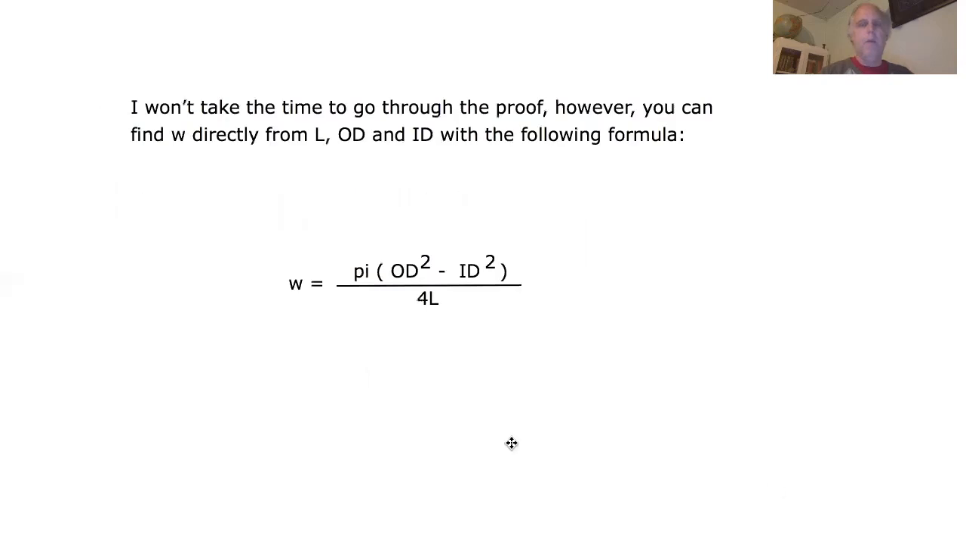I put here a last slide. I won't take the time to go through the proof. However, you can find W directly from L, OD, and ID with the following formula. The width of the paper is equal to pi times the square of the outer diameter, subtract the square of the inner diameter, and divide that by 4 times the length of the roll of toilet paper. Those of you who are a little ambitious, maybe you could try to prove that yourself, that you can directly find the width from those 3 values that we already knew or got from the package.